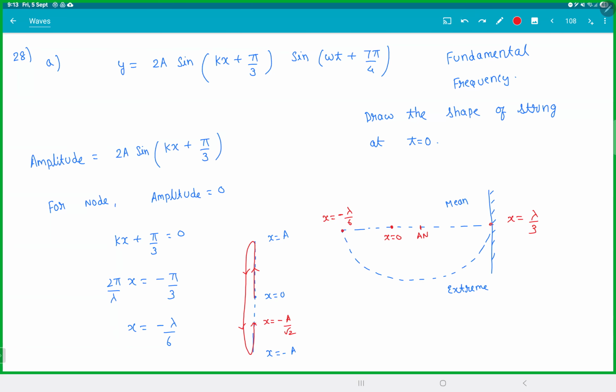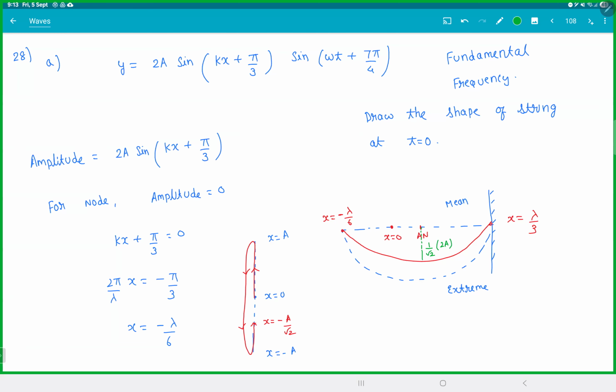Is that making sense? So that is the first thing. And where is the string here? The string is at a by root 2. That means all the points are at 1 by root 2 of their displacement. That means your antinode is at 1 by root 2 times 2a. Isn't it? The antinode's displacement is 2a, 1 by root 2 times.